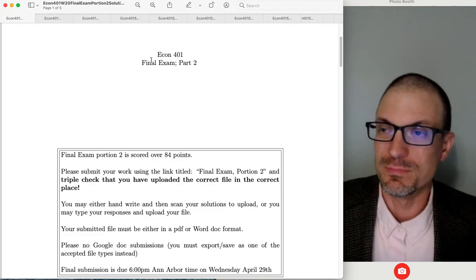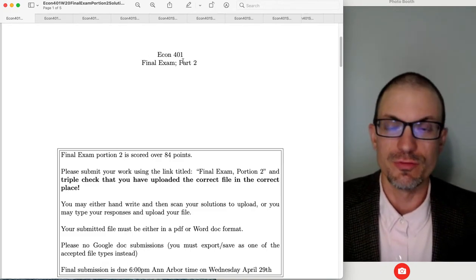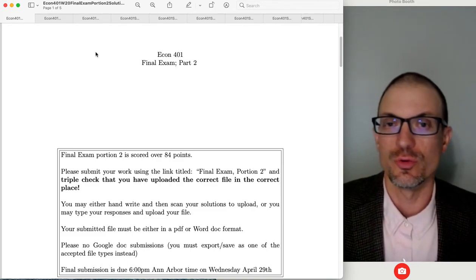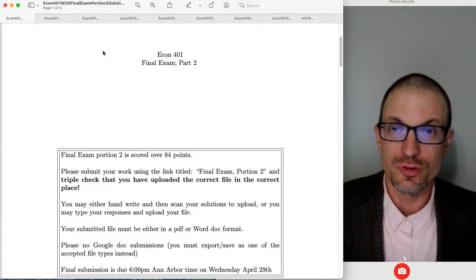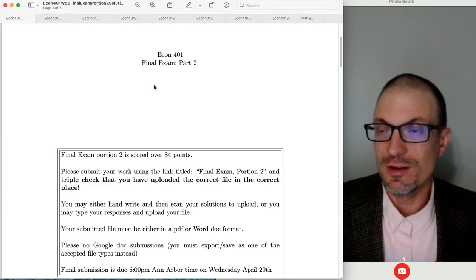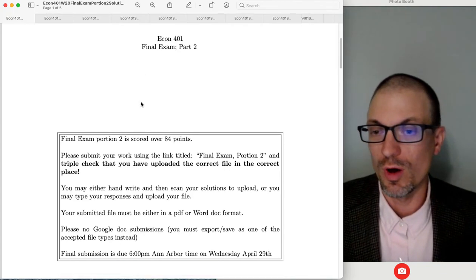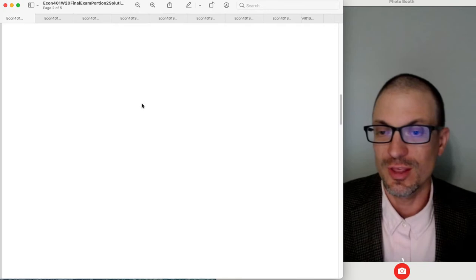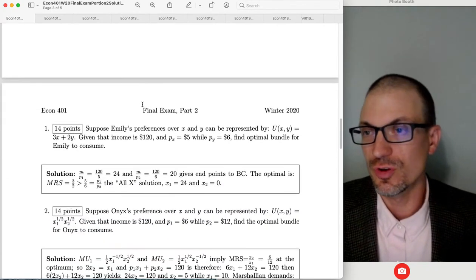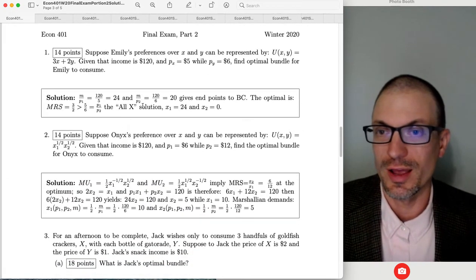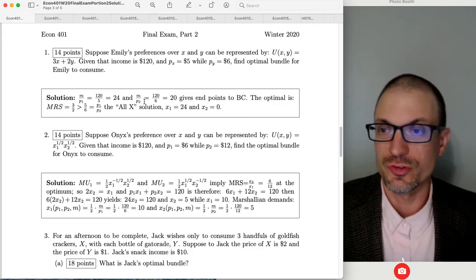And I'm not going to give actually a whole lot of explanation for these exercises. What I'm going to do is a real quick walkthrough of the solutions to the intermediate micro final exams from winter 20, spring 20, and spring 21. So I'm going to show the questions, then I'm going to show the solutions, except for winter 20 where I didn't have anything other than the solution file.